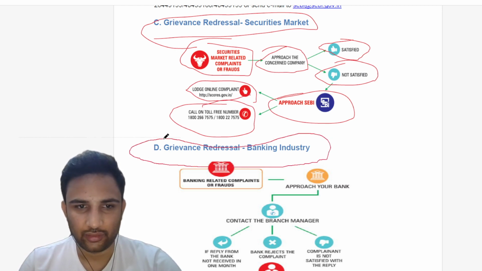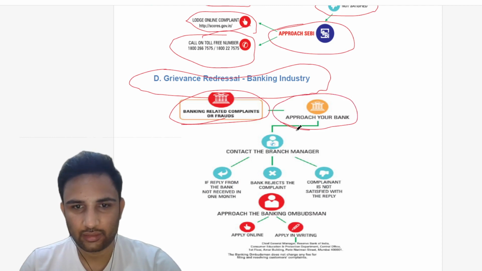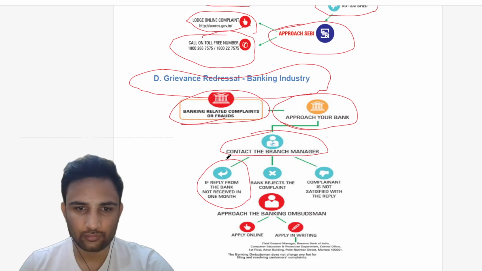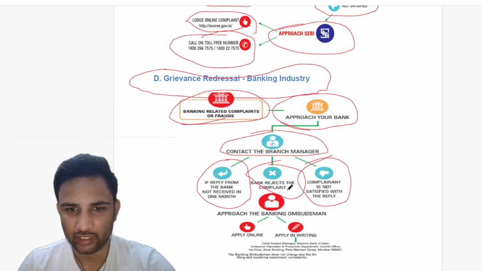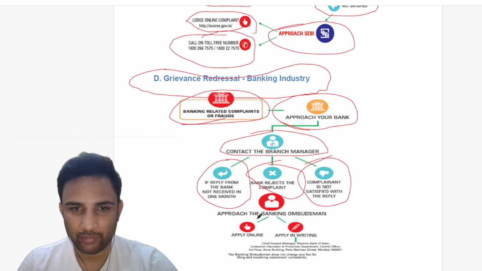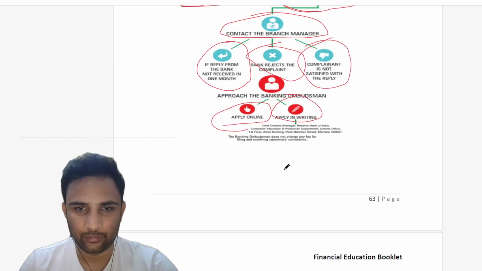Grievance redressal in the banking industry. For banking related complaints or fraud, they can approach your bank. You can also contact the branch manager. If a reply from the bank is not received within one month, or the bank rejects the complaint, or the complainant is not satisfied with the reply, then they can approach the Banking Ombudsman. They can also apply in writing for the same.